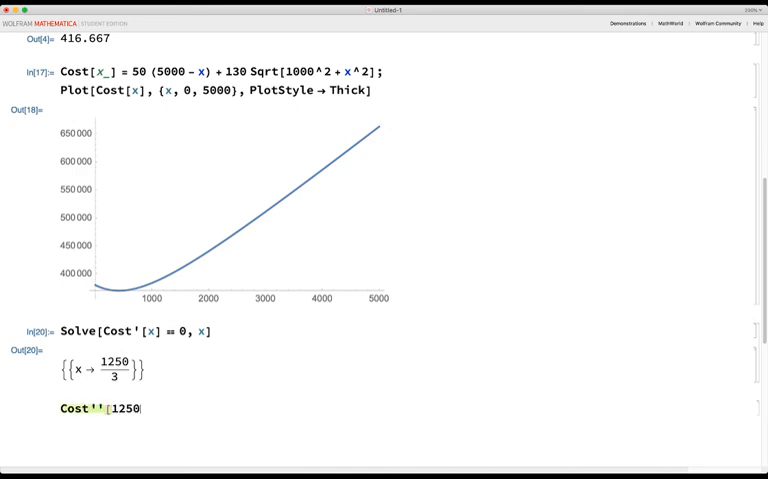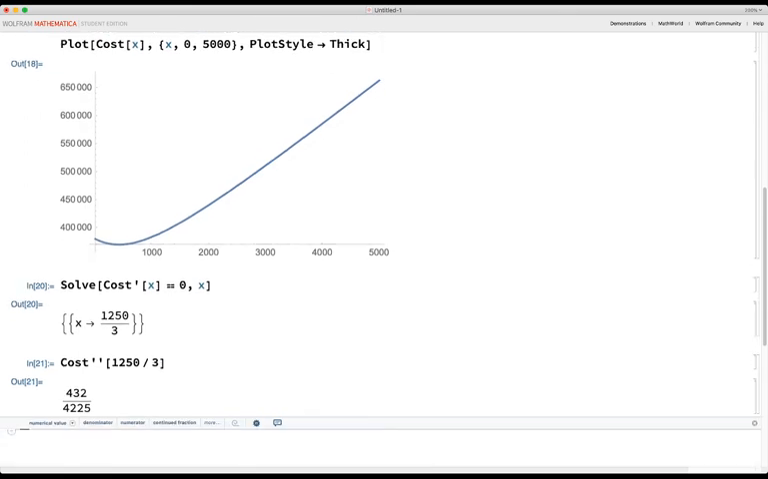of that 1250 over 3, and we get here 432 over 4225. Okay, that number itself is not all that important. What is important about the number? So the fact it's 432 over 4225, who cares? What is it about that number that I care about?